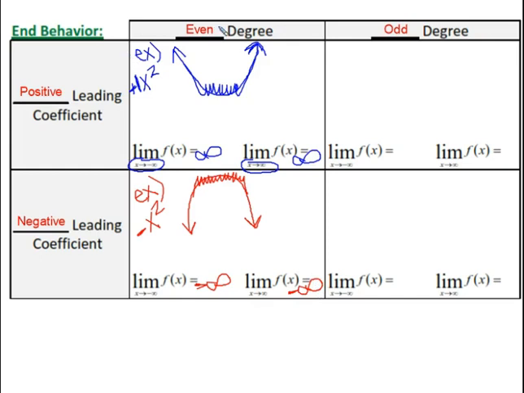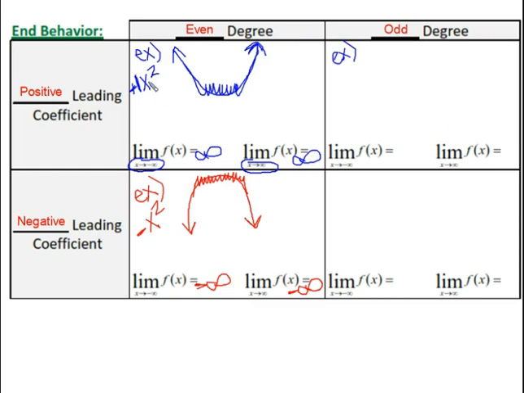So depending on if you have an even degree and it's positive, we're going up and up, both towards positive infinity. But if we flip it, if we make it negative, notice how they both go down, negative infinity and negative infinity. So let's move on to the odd degrees.